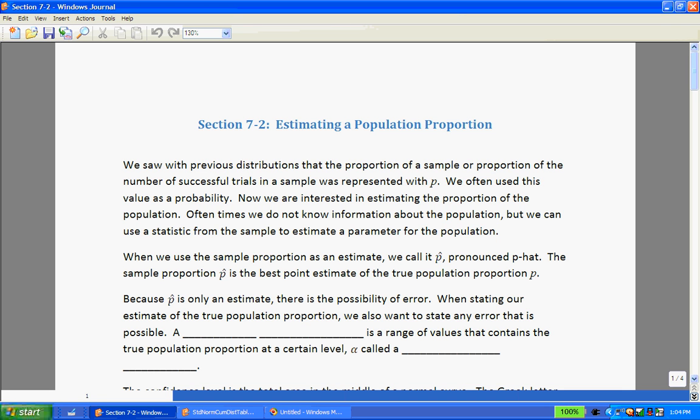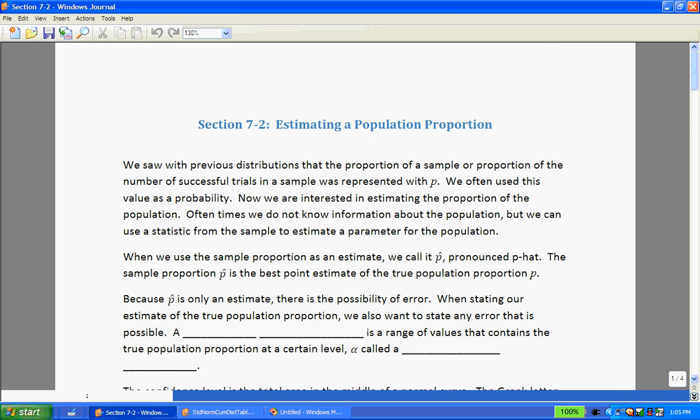And we often use it as a probability. But probability, proportion, percentage, they're all kind of used interchangeably. Now we're interested in estimating the proportion of the population. Oftentimes we don't know information about the population, but we can use a statistic from the sample to estimate a parameter from the population. When we use the sample proportion as an estimate, we call it p hat.